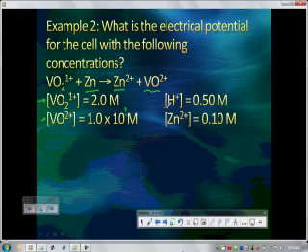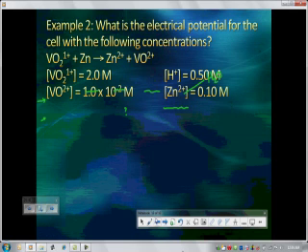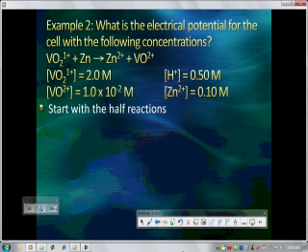And then the hydrogen ions, where would those come from? Probably from the water, 0.5 molar, and zinc is also in solution at 0.1 molar. So let's write our reaction. Can't solve a galvanic cell problem if we don't have reactions. So the redox reactions always start with a half reaction.